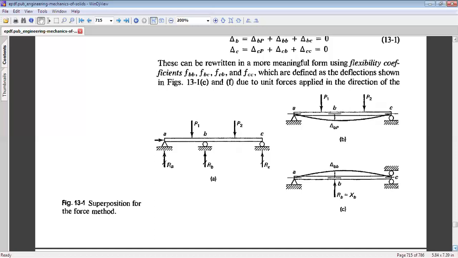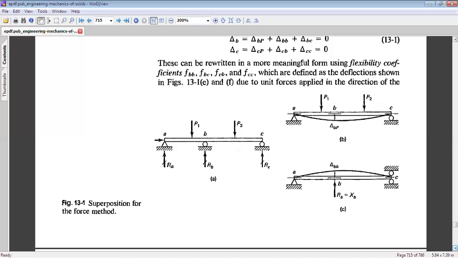Next, we remove the external loads capital P1 and capital P2 as in figure C and apply the reaction RB. In this case, let us call it capital XB. And now we try to find out triangle BB, which is the deflection at point B due to application of load RB at point B.